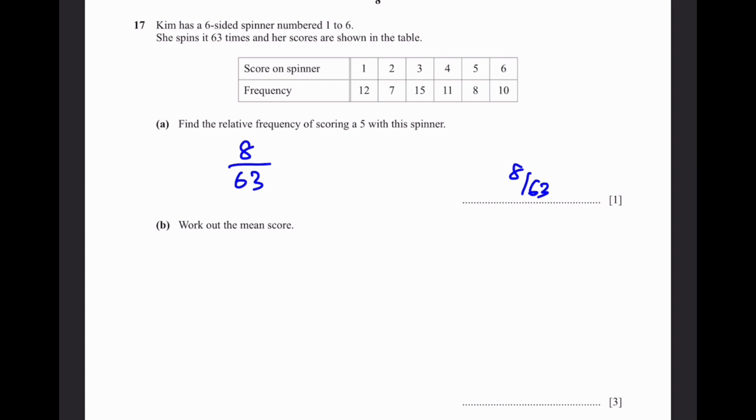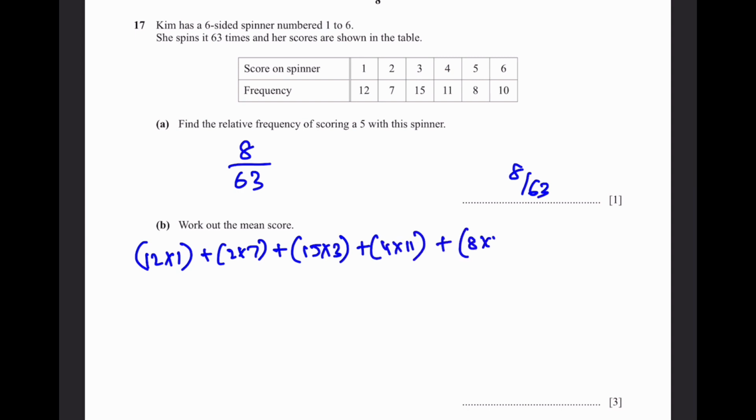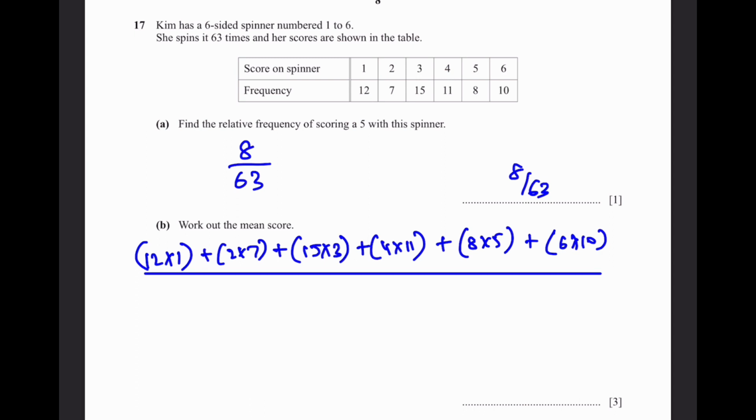B. Work out the mean score. That means 12 into 1 plus 2 into 7 plus 15 into 3 plus 4 into 11 plus 8 into 5 plus 6 into 10. And the whole thing divided by how many trials? 63 trials. So that's 12 plus 14 plus 45 plus 44 plus 40 plus 60 by 63.